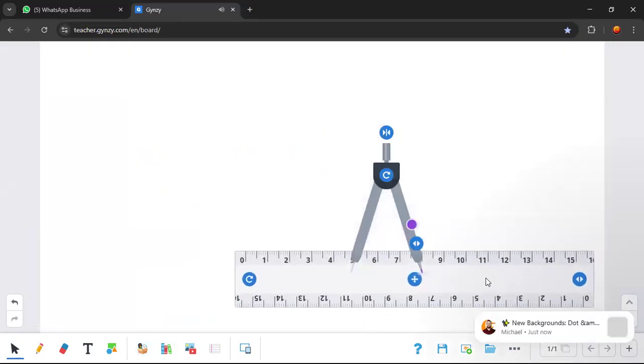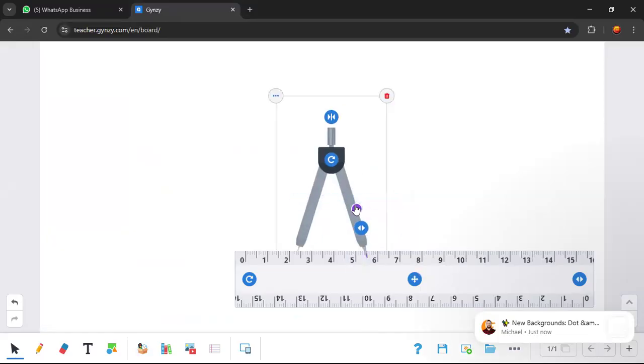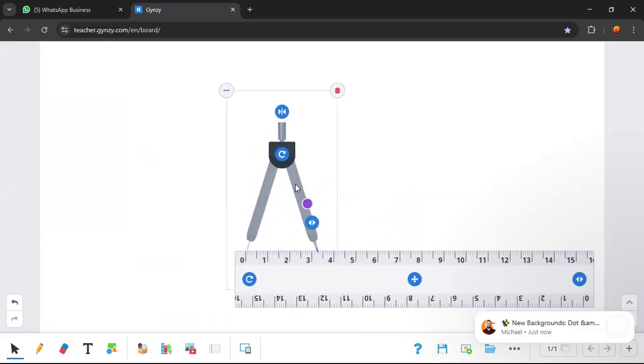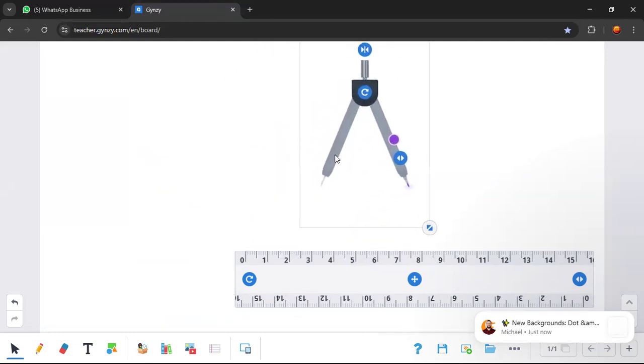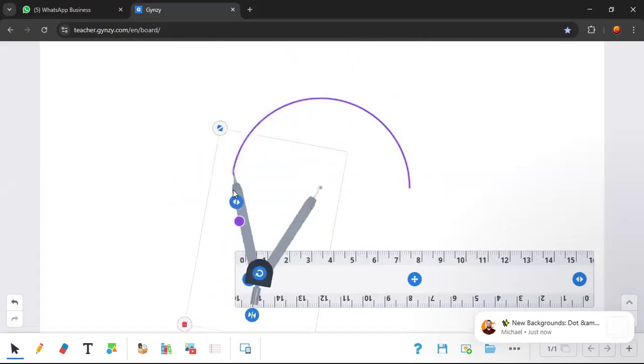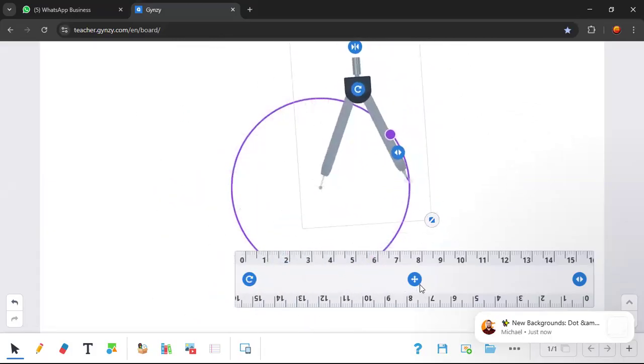So this is my ruler, right? And I need to draw a circle of a radius of 4 centimeters. So this is my compass. I will place the needle of the compass at the 0 and take 4 centimeters length. I will place it somewhere around here, then I will draw my circle.